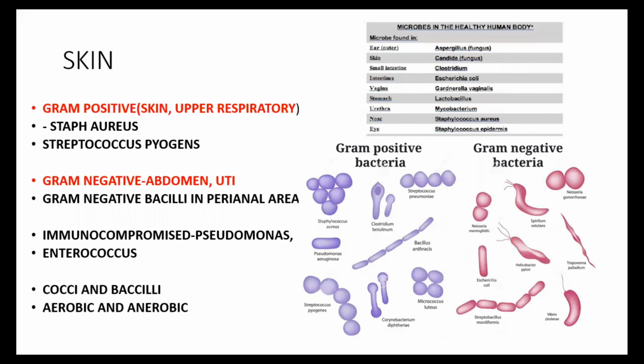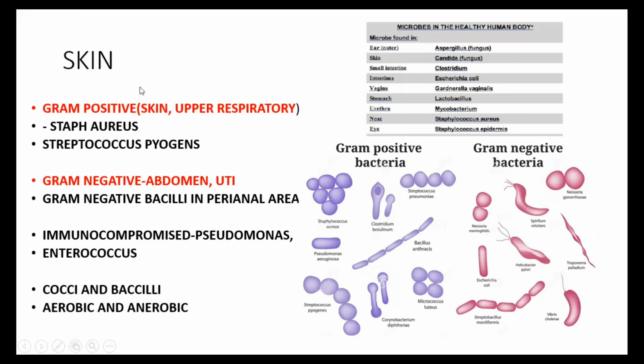Microbes in a healthy human body. Some of the microorganisms are normally present in our body. Outer ear: Aspergillus fungus; skin: Candida; small intestine: Clostridium; intestine: Escherichia coli; vagina: Gardnerella vaginalis; stomach: Lactobacillus; urethra: Mycobacterium; nose: Staphylococcus aureus; eye: Staphylococcus epidermidis.